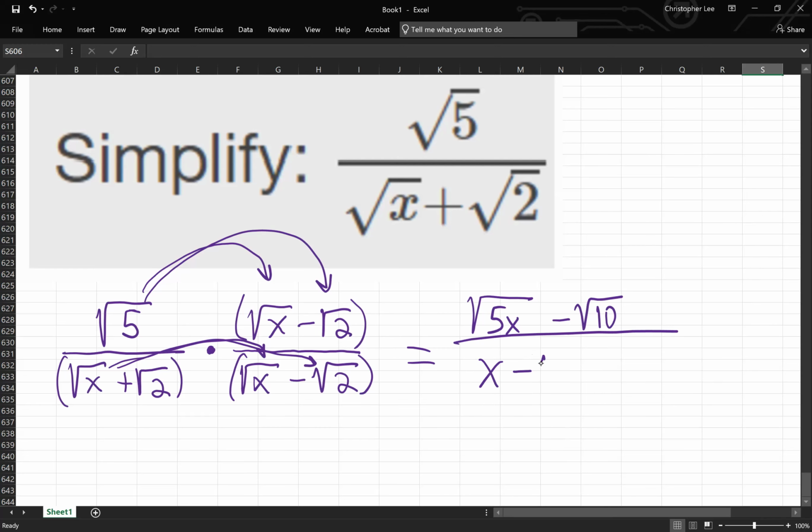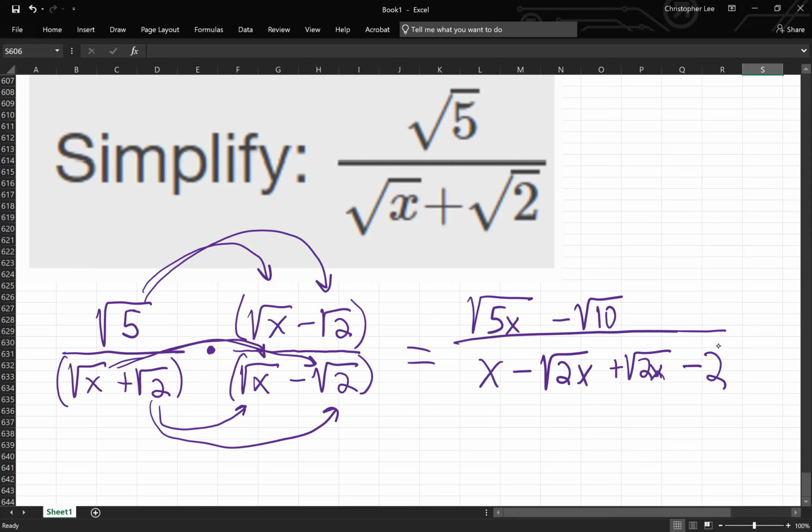Right? So negative square root 2x. Now positive square root 2 times square root x is what? So positive square root 2x. Now what is positive square root 2 times negative square root 2? So negative square root 4, which is negative 2, right?